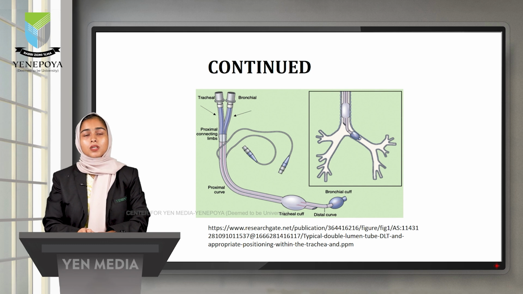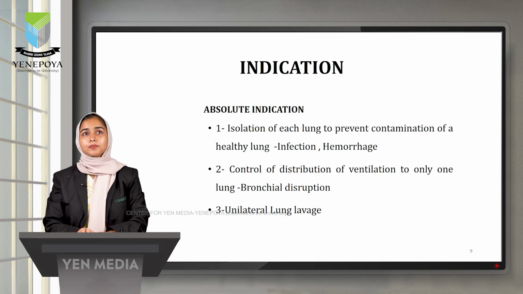Now we have the tracheal cuff and bronchial cuff. The tracheal cuff is inflated to seal the trachea and the bronchial cuff is inflated to seal the bronchus. And we have the distal curve, that is the bronchial tip. It is curved and so designed to enter the right or left bronchus.